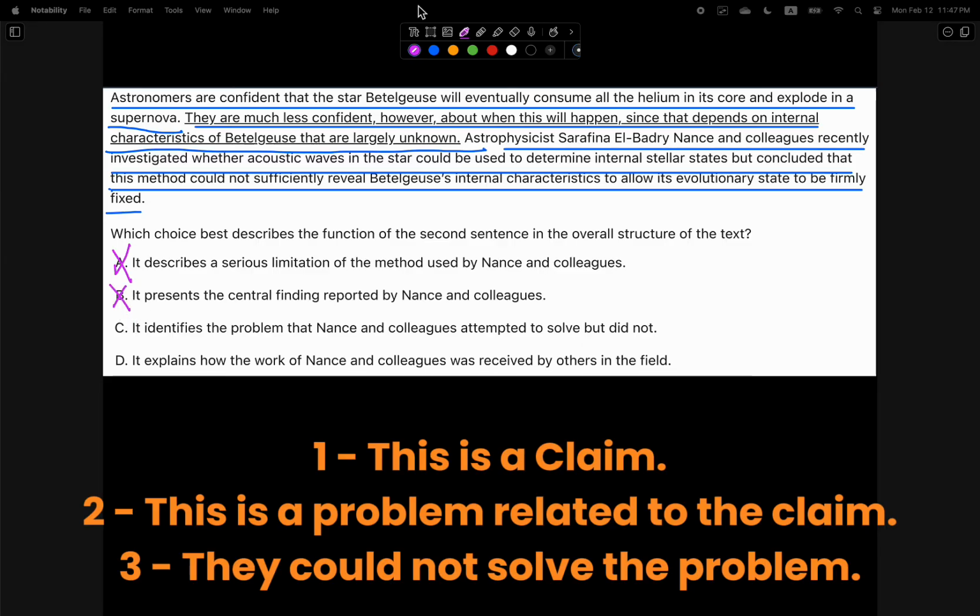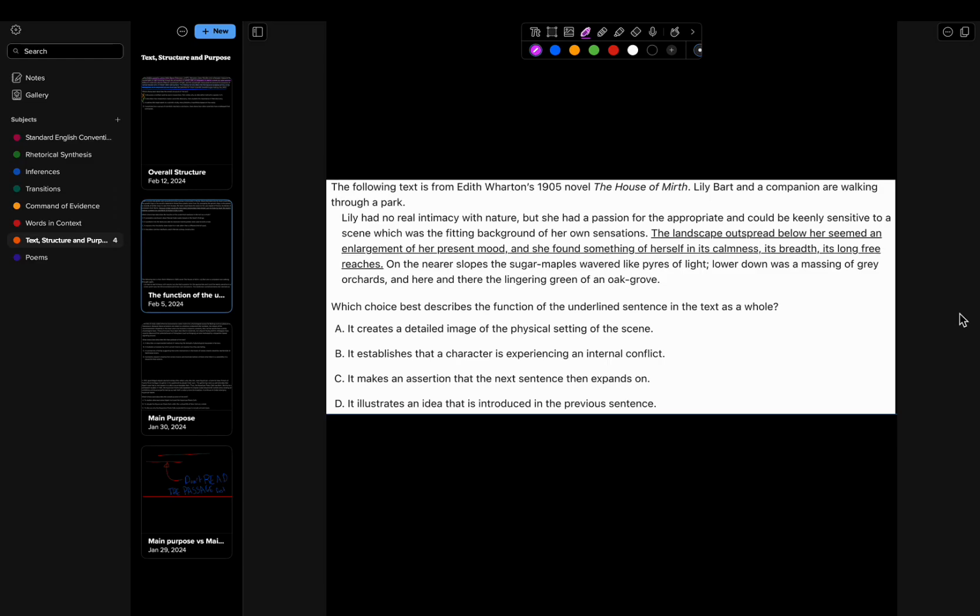Choice C: it identifies the problem that Nance and colleagues attempted to solve but did not. This choice is correct since the underlined sentence does show that there is a problem which could not be solved. Choice D: it explains how the work of Nance and colleagues was received by others in the field. This is also wrong since this choice doesn't tell us about the problem that was not solved.